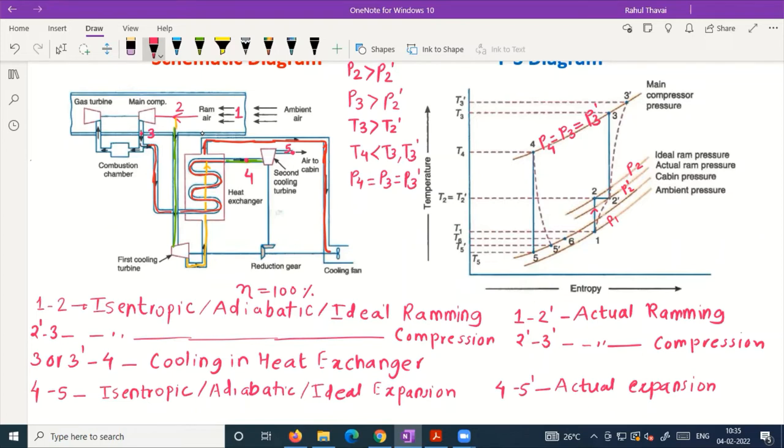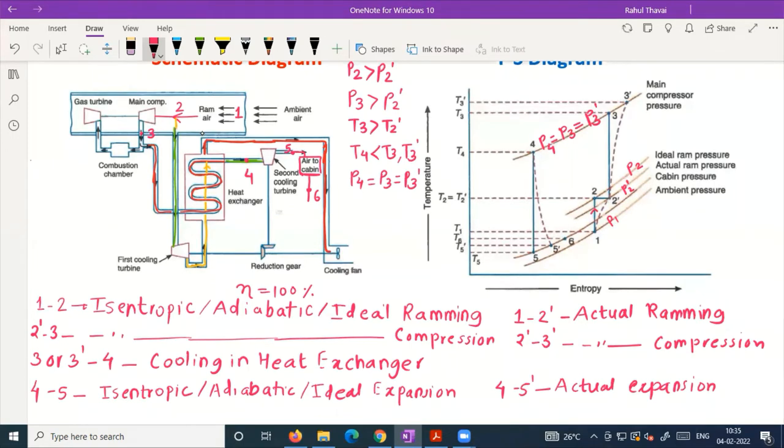Now see, once it is getting out of the turbine, where is it supplied? Air goes to the cabin. Once it is coming out of the turbine, it is supplied to the cabin. After the cabin, it comes out at point number 6. So 5 is the inlet to the cabin and 6 is the exit of the cabin.